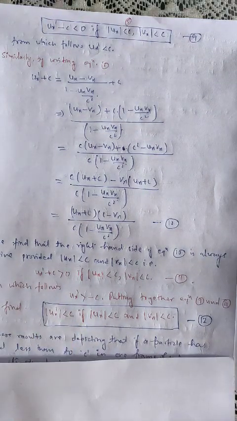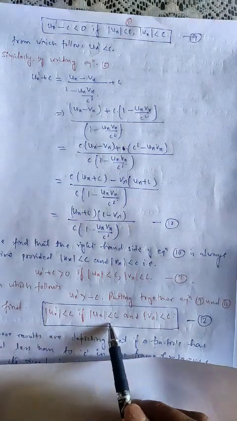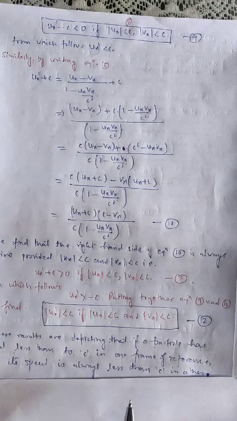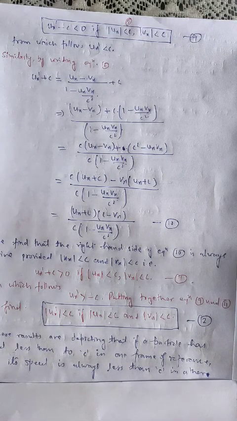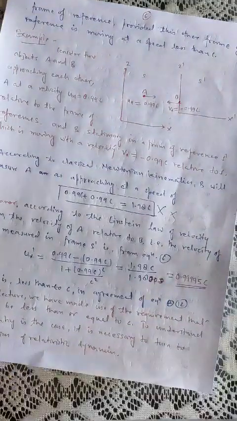Putting equation numbers 9 and 11 together, we now find that the mod of ux prime is less than c if the mod of ux is less than c and vx is less than c. These results depict that if a particle has a speed less than c in one frame of reference, then its speed is always less than c in another frame of reference, provided that the other frame of reference is moving at a speed less than c. Now, with the help of an example, we will see how it happens and how these velocity transformations follow our Lorentz transformation and validate the postulates of the special theory of relativity.